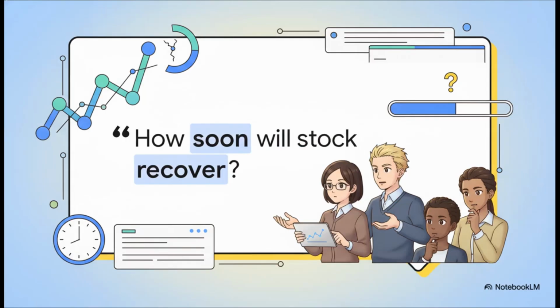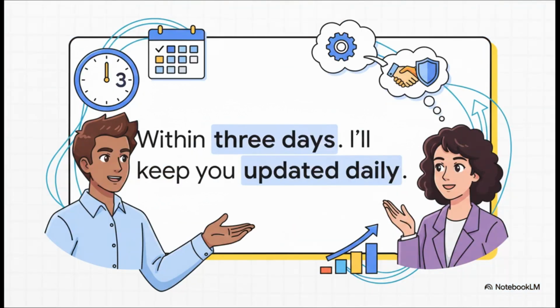Okay, the final piece of information the manager needs is the timeline. They need to know when things will be back to normal so they can plan and let other people know. And that's how you finish strong. A specific time within 3 days, not just soon. And then a promise to communicate. I'll keep you updated daily. This shows the manager that everything is under control.